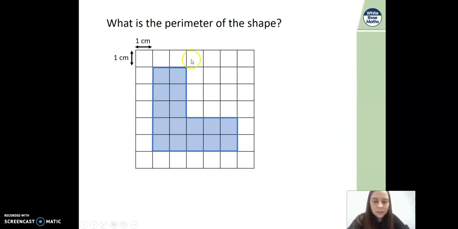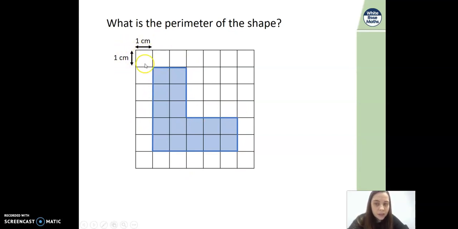Okay, so now we're going to look at a slightly trickier shape. So this shape doesn't have all equal sides, so we need to work out what the perimeter of the whole shape is. So remember, it's a bit like if we started with a piece of string here and we wrapped it around the whole shape, how long would the piece of string be?